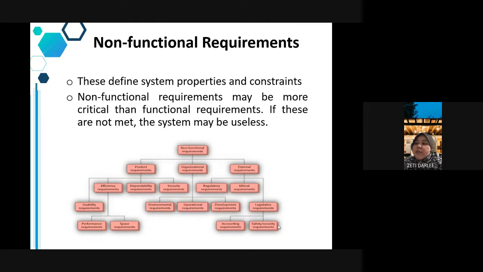External requirements is more on the ethical, regulatory, and legislative. They're more on policies. So contoh tadi, you only get the accessibility list from the management. So that one you must fulfill. Kalau tak, it will jeopardize the non-functional requirement.